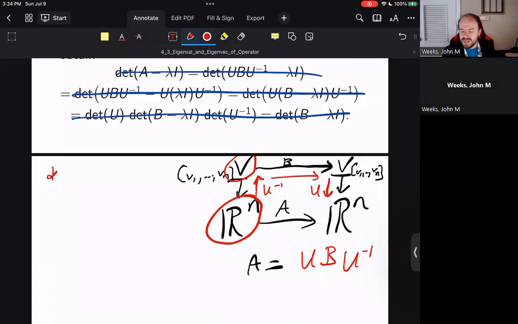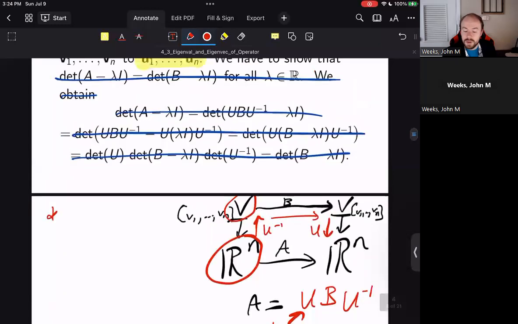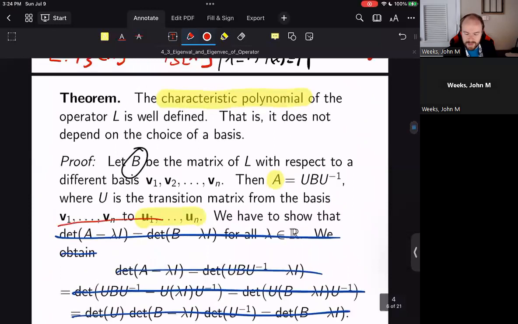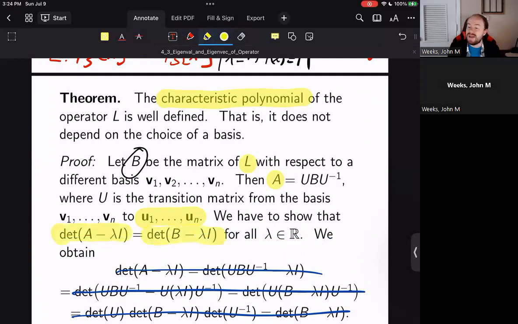A equals U B U inverse, where U is the transition matrix, in particular from the new set to the old set. Right, so that's what we have right here. So then we need to show that these two characteristic polynomials are the same. Since B is the matrix of L and A is also the matrix of L, what we're trying to show is that the determinant of A minus lambda I is the determinant of B minus lambda I for all lambda in R, irrespective of what lambda value we put in.